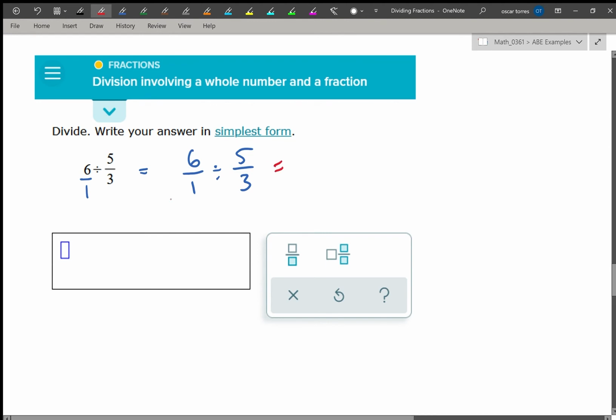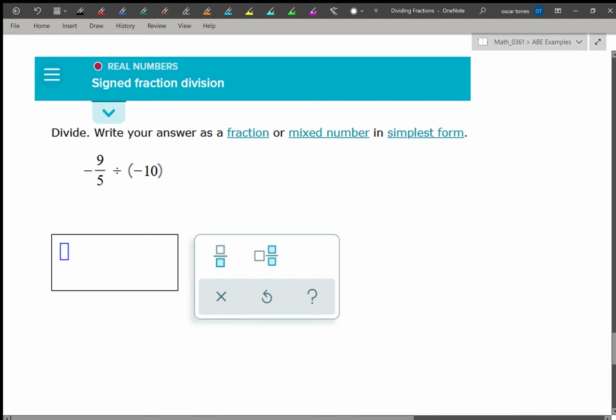So again, we're going to leave this first fraction alone. That's going to stay as a 6 over 1. Instead of a division, we're going to multiply, and we're going to flip this second fraction to become a 3 over 5. At this point, we can look at the diagonals to see if we can simplify anything, and in this case, we cannot. So we just multiply the numbers from left to right. 6 times 3 gives me 18, and 1 times 5 gives me 5. So 18 over 5 is my final answer.